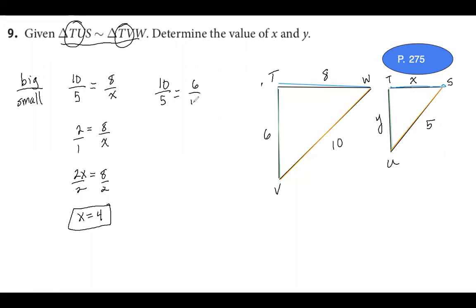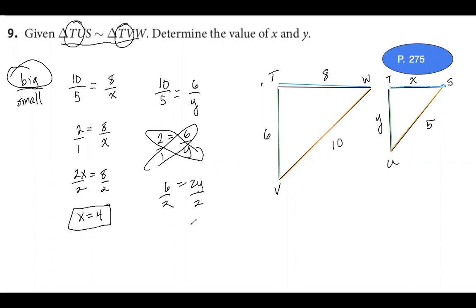6 over y. Why is 6 on top? Because the dimensions from the big triangle are always on top. 10 over 5 is 2. 2 equals 6 over y. Cross multiply. 6 times 1 is 6. 2 times y is 2y. Divide both sides by 2. And y is equal to 3.